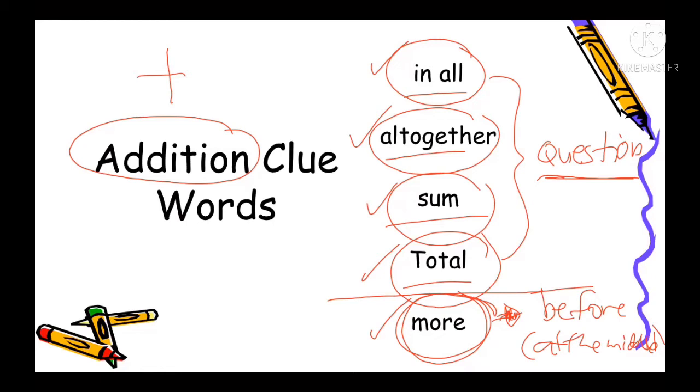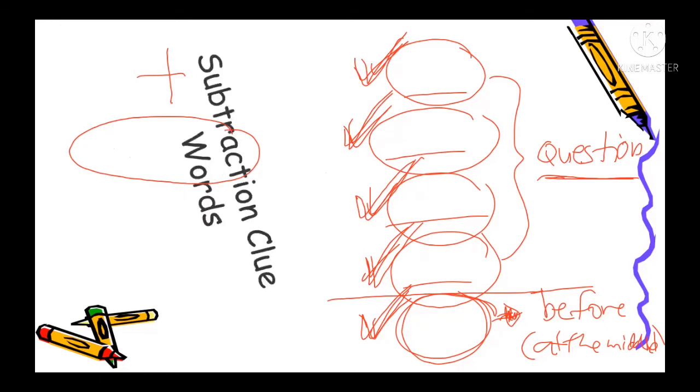Let us read those again. In all, altogether, some, total, more. One more time. In all, altogether, some, total, more. Okay? Those are the 5 clue words in addition. Let's now proceed to subtraction.